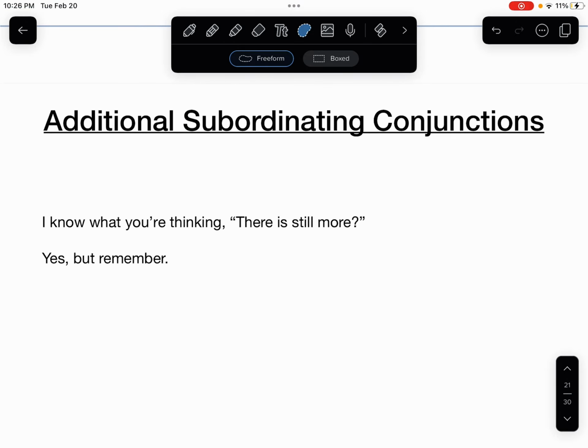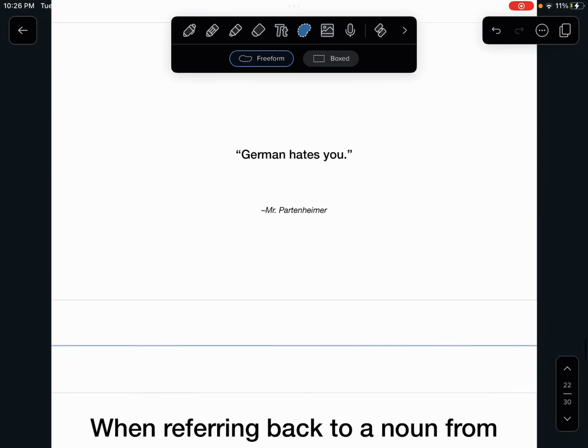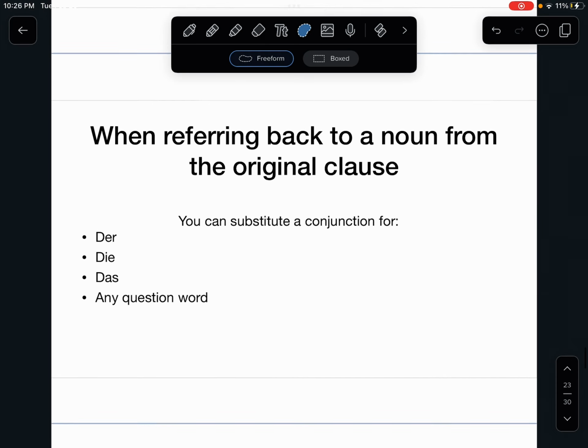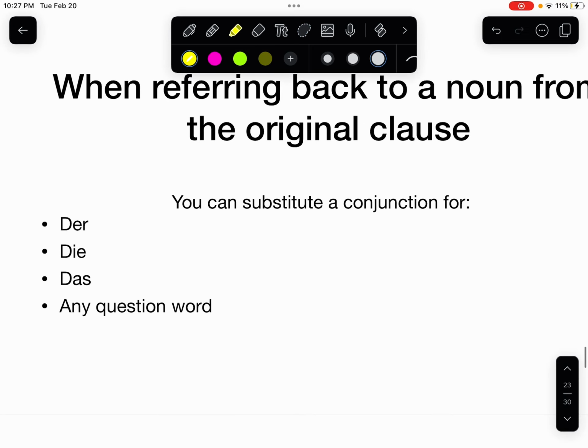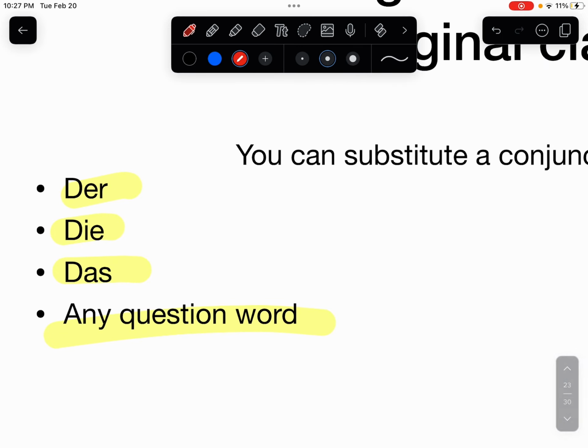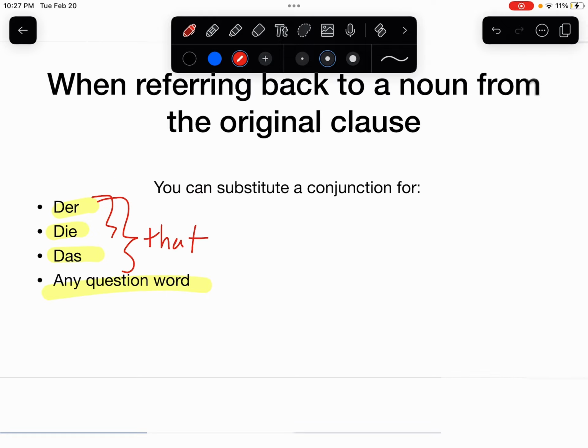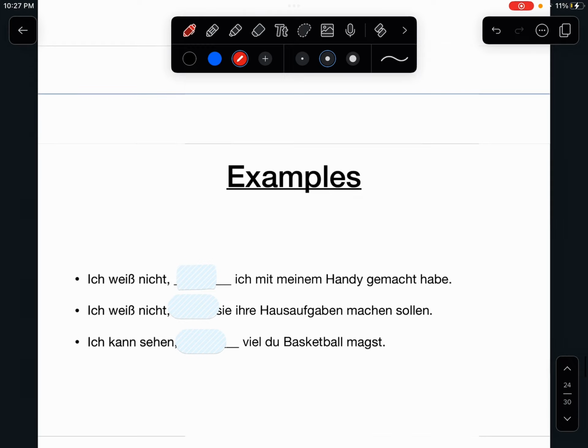Some additional subordinate conjunctions. I know what you're thinking. There's still more? Yes, but remember, German hates you. When referring back to a noun from the original clause, you can substitute a conjunction for der, die, das, or any question words. Just know that der, die, and das all mean that when you substitute it.